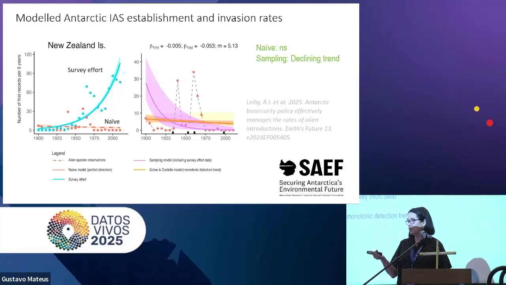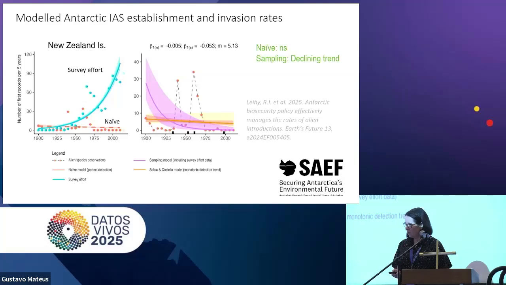The good thing is that both the naive model and the sampling model show a decline, which means they agree on the direction of the slope. But the sampling model suggests that there is actually a declining rate of invasion. And the M value gives, on average, across the period from 1990, done in 5-year intervals, about 5 new alien species established per 5-year period across these localities.